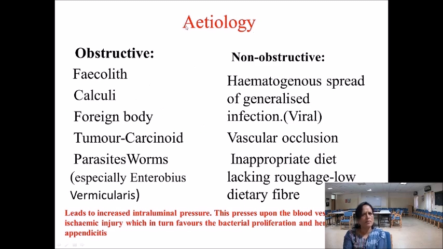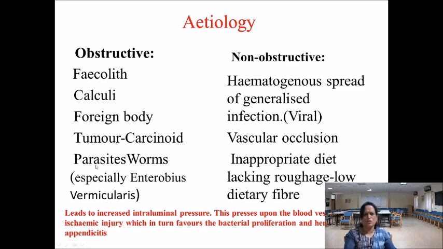Since it is an online class, I don't want to restrict myself to gross, microscopy or the clinical scenario, so I thought I would give you some more theoretical information also. Causes could be obstructive or non-obstructive. So what causes obstruction? Fecalith. What is a fecalith? It's a concretion of very hard fecal matter, like a lith, like a stone. It is a calculus. Then foreign body.